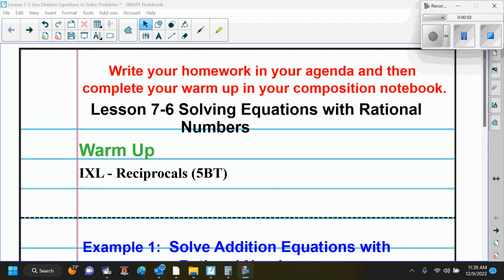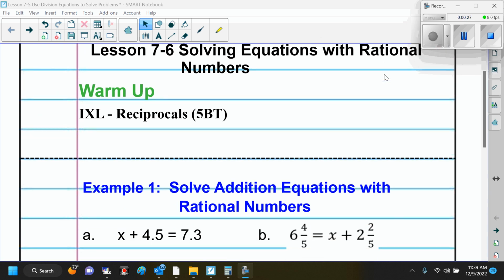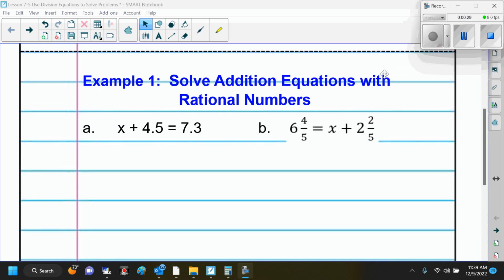All right, so we are looking at lesson 7-6 today, which is solving equations with rational numbers. We're going to be adding, subtracting, multiplying, and dividing, all four operations today, okay? The reciprocals for the IXL, this is what you're going to be using when you are doing the dividing, okay? All right, so example 1 is solve addition equations with rational numbers.